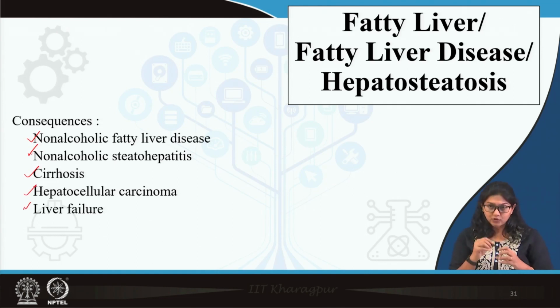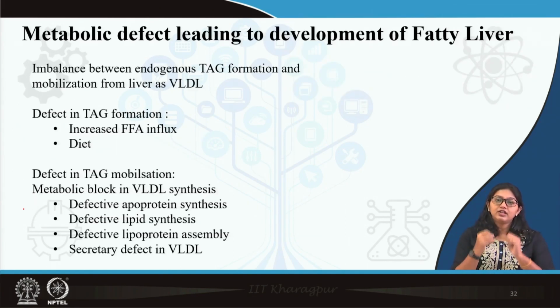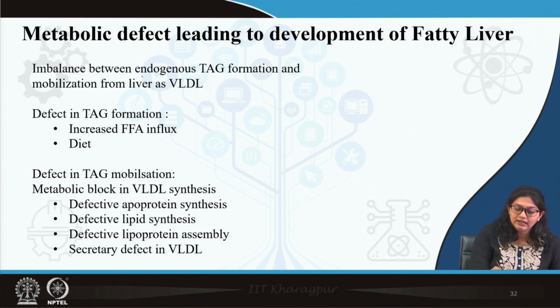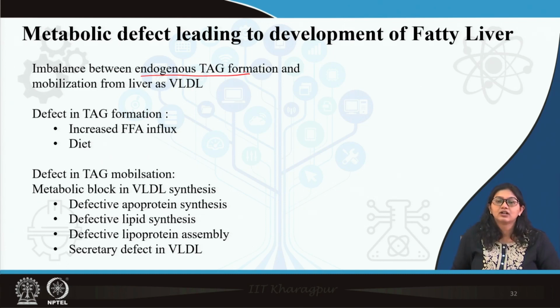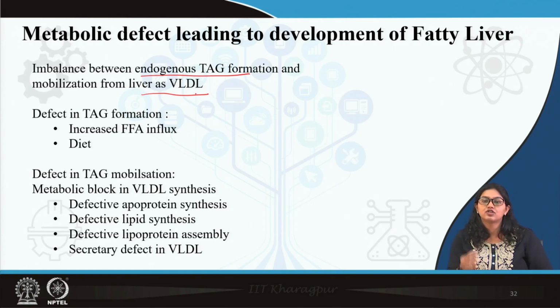The whole organization of liver functions is hampered, causing liver failure, starting from synthesis to excretion, everything. So, what is the metabolic defect which finally develops fatty liver? Number one, the main point of fatty liver formation is definitely an imbalance between supply and mobilization. Supply is in the form of endogenous triacylglycerol formation, and mobilization is in the form of VLDL formation. So, whatever triacylglycerol is formed or reaches the liver is released via VLDL instead of accumulating. But if this balance is hampered, there is accumulation.